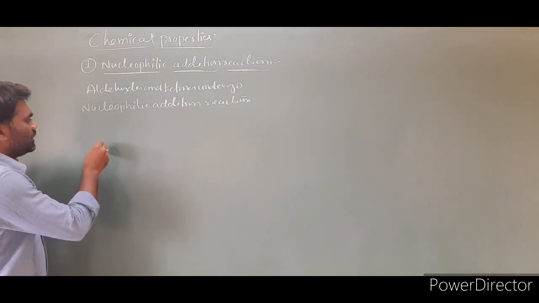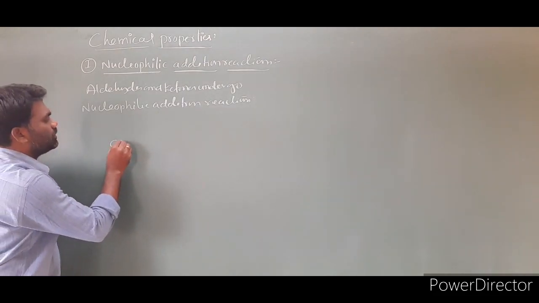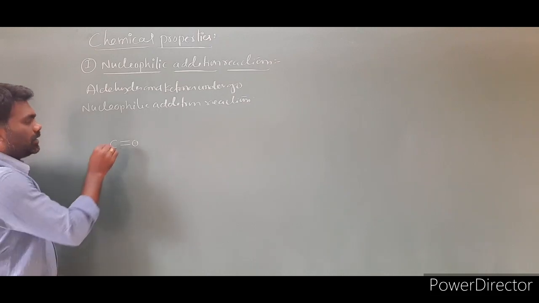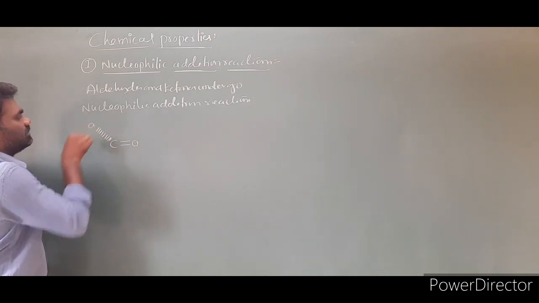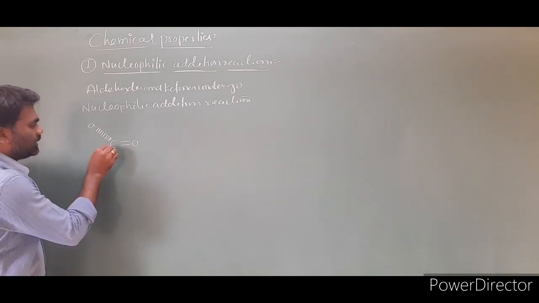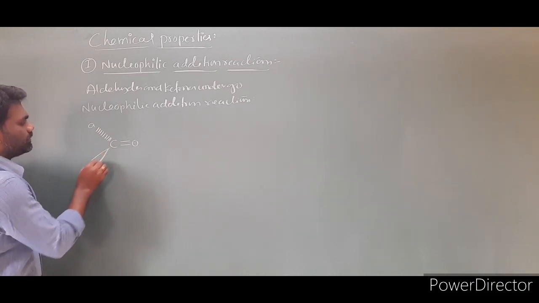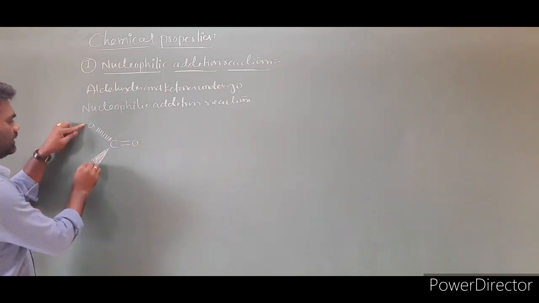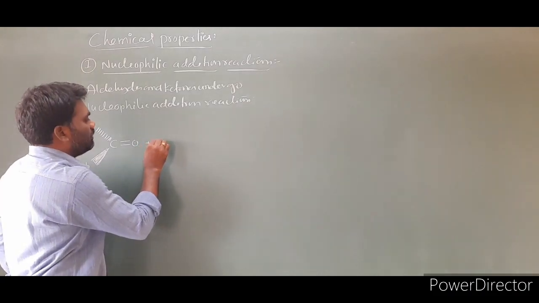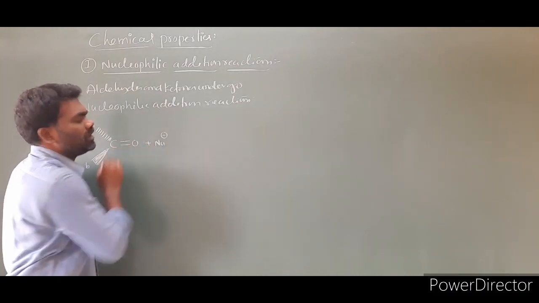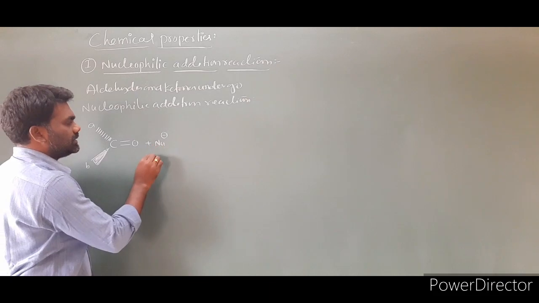General equation: I am taking the carbonyl group, C double bond O, and to this there are two groups attached. One group I am labeling as A, and another group I am labeling as B. This carbonyl compound will react with the nucleophile. So the nucleophile I am taking as Nu minus.